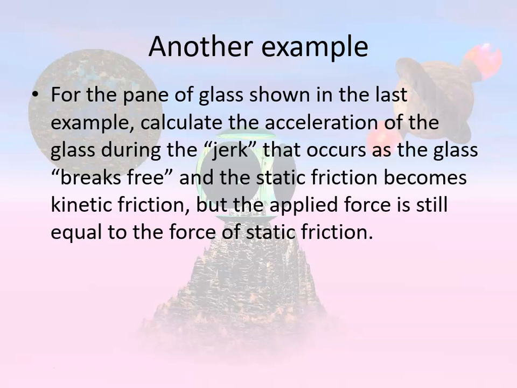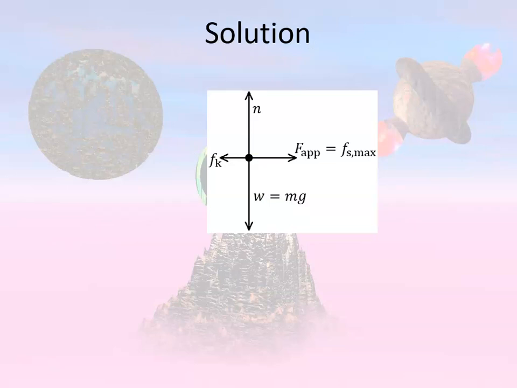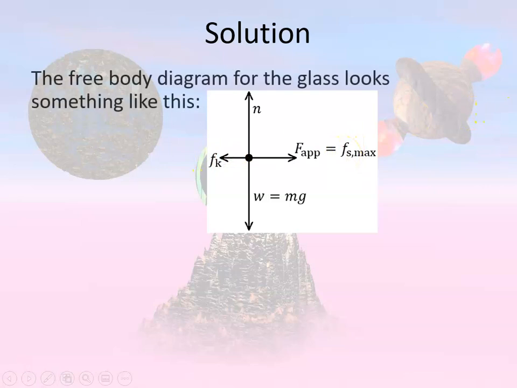Because you are still applying the same amount of force on it that you had been applying to try to dislodge it. But at the instant that it dislodges, the opposing force is no longer static friction. The opposing force becomes the smaller kinetic friction force. So here's the free body diagram for that. Here, at the instant that it dislodges, your applied force is the same as what had been the maximum static friction force, but now you're dealing with kinetic friction.